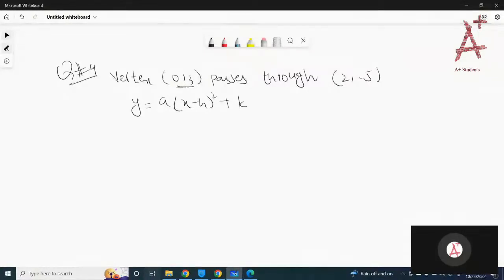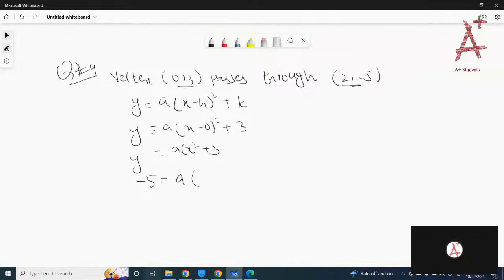So use the vertex, then y equals a (x minus 0) whole square and plus 3. So it would be a x square and plus 3. Now use the values 2 and negative 5 to find the value of a. Got it? Y is negative 5, x is 2, square and plus 3.